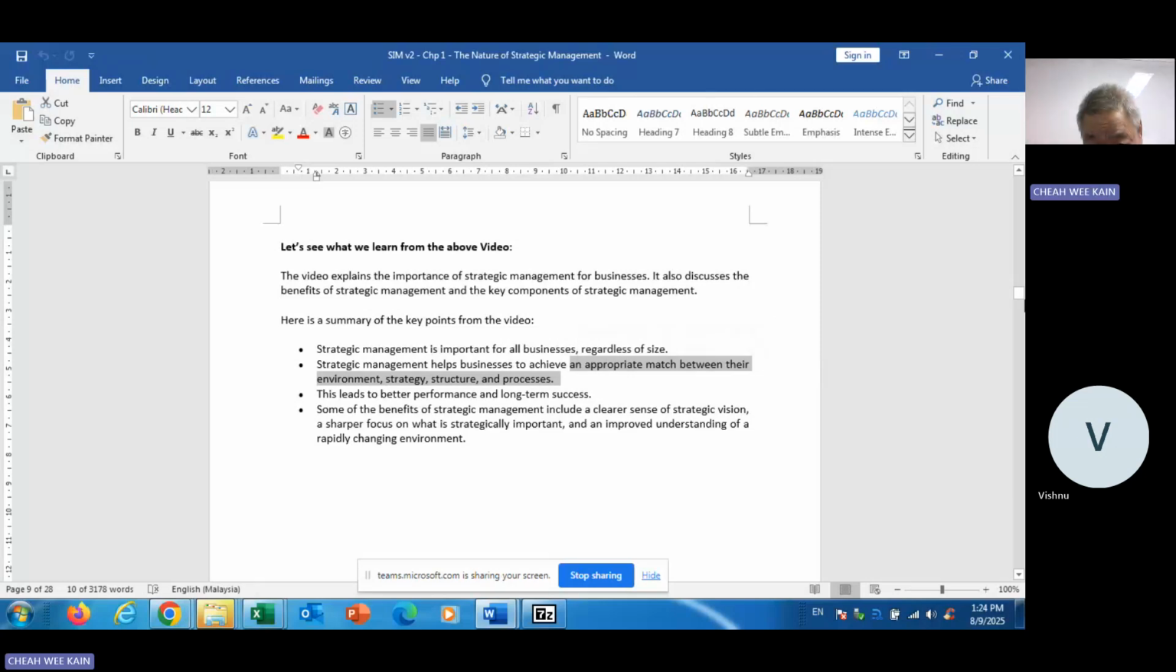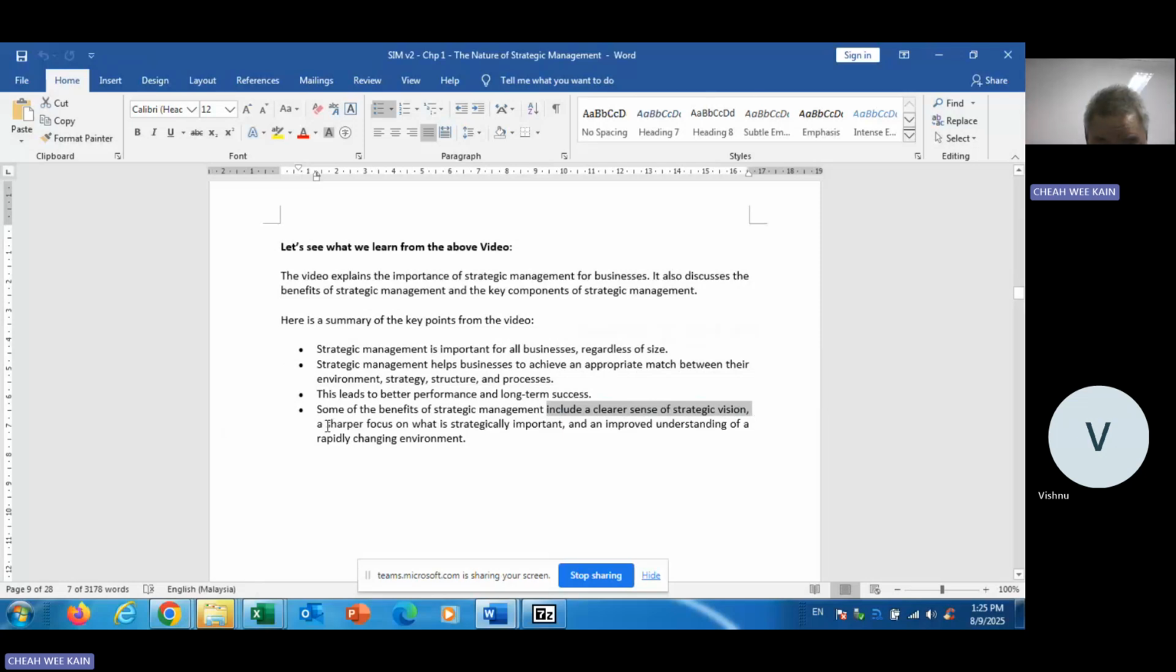Now we use the word match because we are matching. They are all different things here. Okay, the environment is changing, your strategy is changing, your organization structure is changing, your process will be changing. So at any one time, you try to match them so that you can be more efficient. It leads to better performance and long-term success. And you have a clearer sense of vision of what you want to do. Once you make a strategy and the strategy is well known to other people, everybody can look at your vision and work towards your vision.